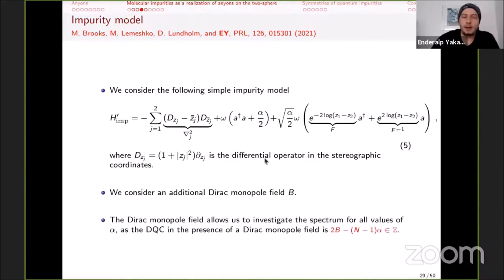So, as I told you, on the sphere, if you have just two particles, then the statistic parameter assumes only integer values. But I would like to see the whole interpolation from bosons to fermions, or from fermions to bosons. In order to achieve this, we also consider an additional Dirac monopole field. Under this condition, the Dirac quantization condition will be different. In this case, the condition is given by (2b minus n minus 1) times alpha should be an integer. And since b could be any number, alpha can assume any value. So let us see the result.